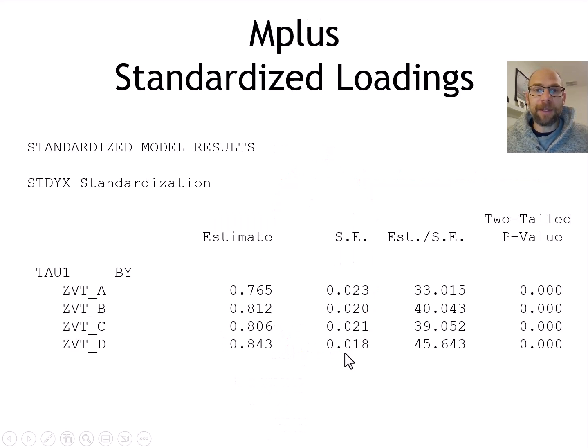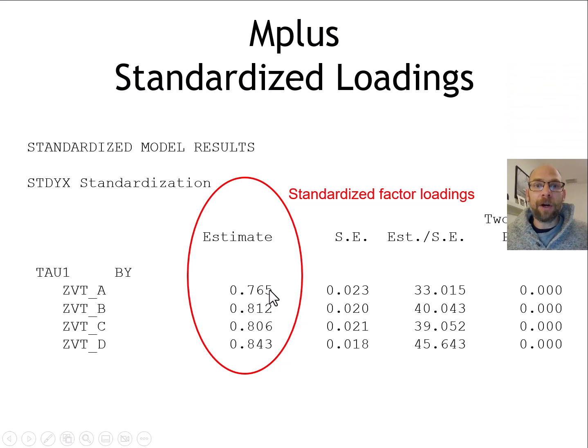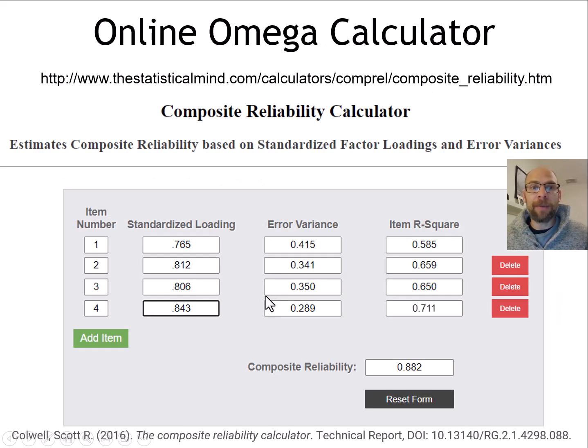Here we have the same thing in Mplus. In Mplus you find the exact same estimates in the standardized solution STDYX, the completely standardized solution where the factor and the variables are standardized. Those are the exact same values that we just saw in SPSS. Now, based on those, we can use an online omega calculator that you can find under the link given here at the top, and at the bottom you find the reference that you can cite for that online composite reliability calculator.